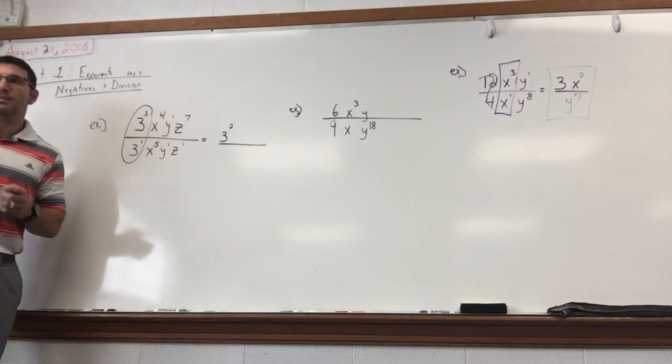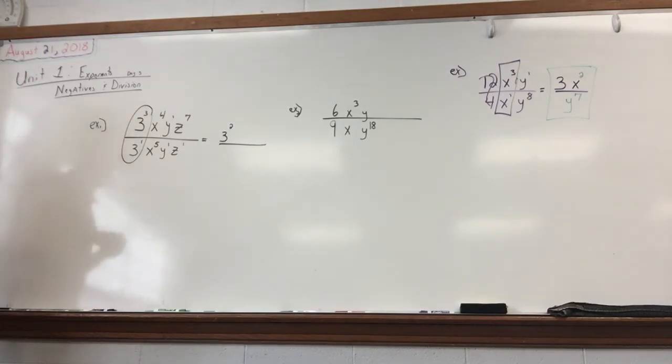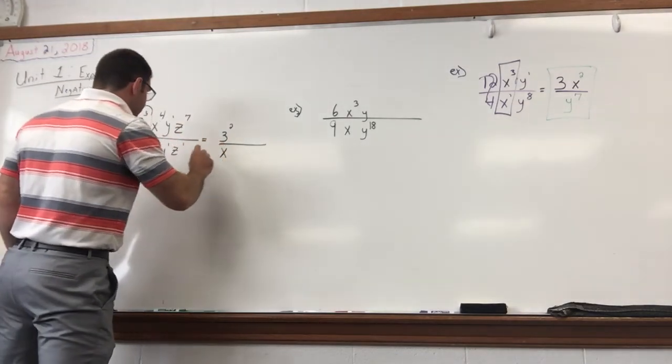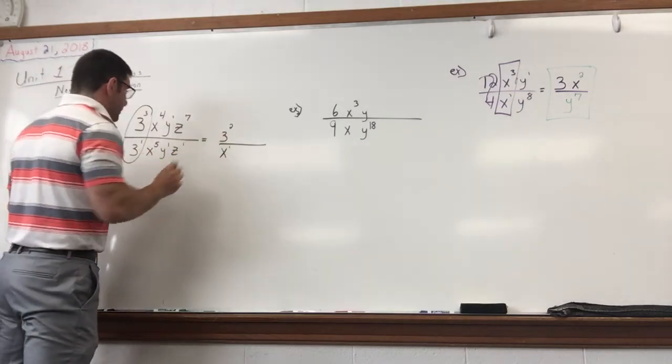Where's my bigger x? Numerator or denominator, Mr. Alisi? The numerator. I mean denominator. Which one do you mean? The bottom. The bottom, the denominator. 5 is bigger than 4, so my x is going to stay down here. 5 minus 4 is 1.